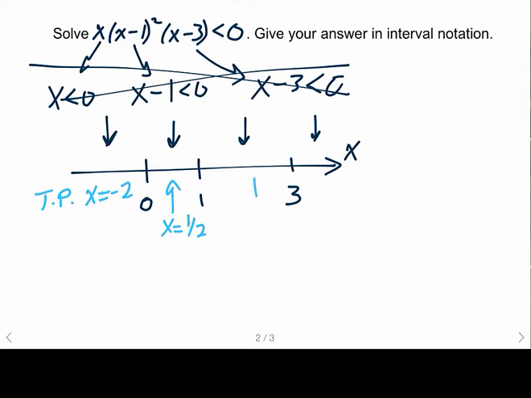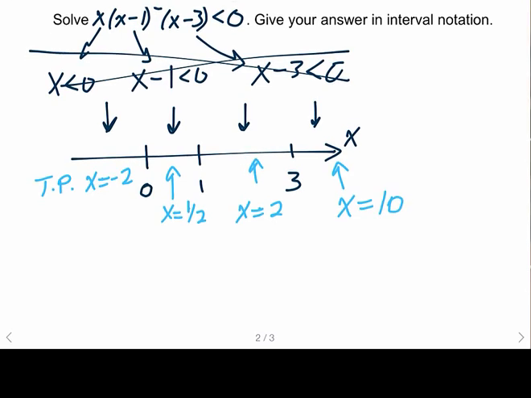Between 1 and 3, x equals 2 looks good. And just to think outside the box, for the interval to the right of 3, I'm going to say x is equal to 10. What we're going to do is consider what would happen with an xy table, although I'm not going to actually figure out what the values are. Our inputs are those test points, -2, 1/2, 2, and 10.